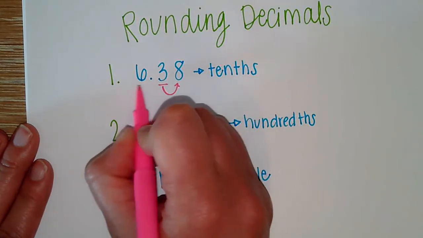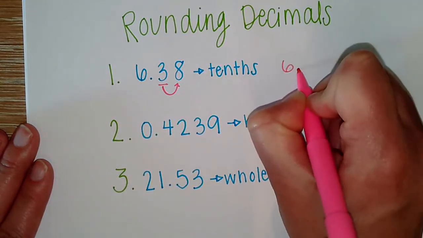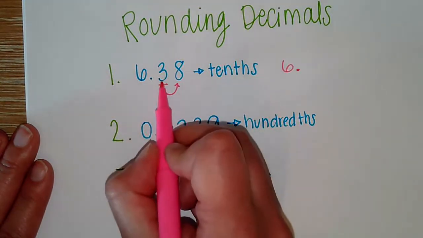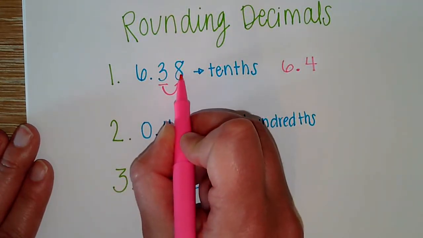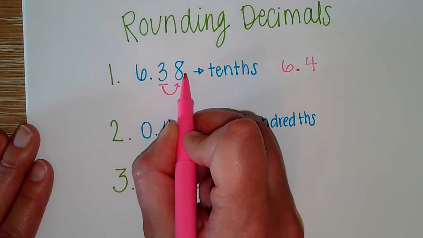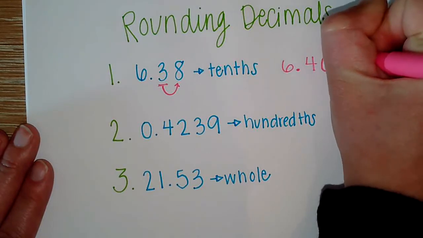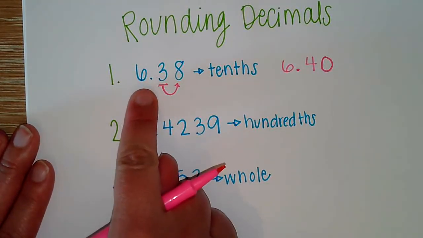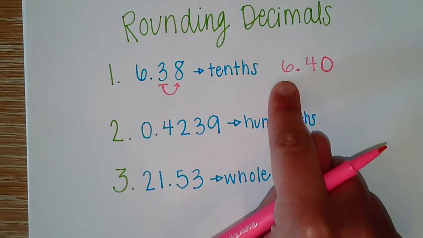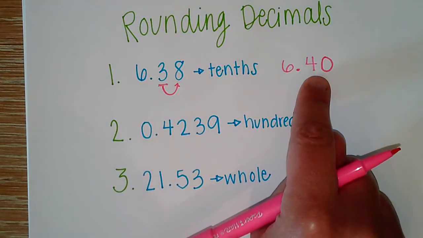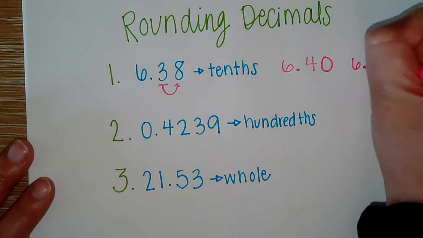So now everything before that line stays the same. 6 decimal. That 3 shifts to a 4 because our 8 tells us to, the number directly to the right tells us to. And then everything after that tenths place is a 0. So 6 and 38 hundredths rounded to the nearest tenth rounds to 6 and 40 hundredths, or you can say 6 and 4 tenths.